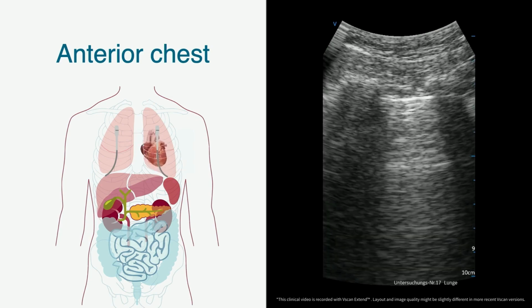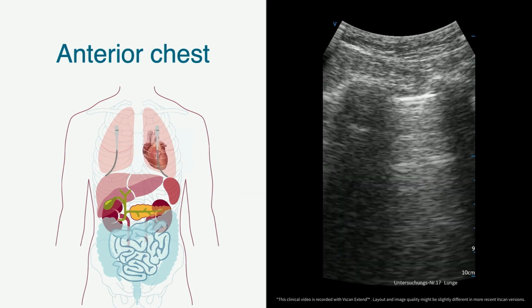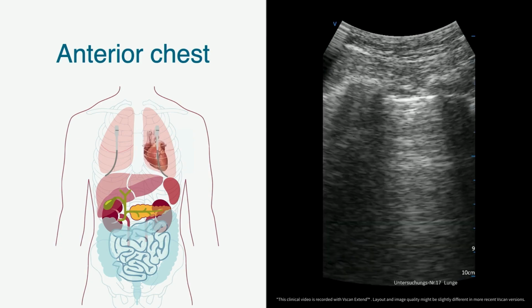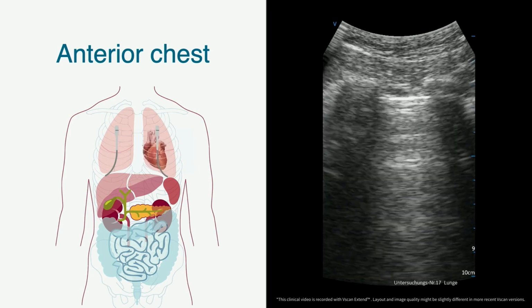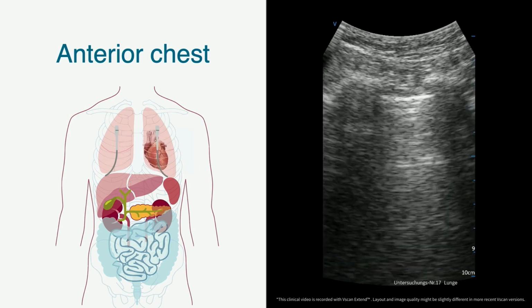And below that, you can see the bright pleural line and the pleura sliding nicely when the patient is breathing. And this so-called pleural sliding is the moving motion of the parietal and the visceral pleura. As soon as you see this pleural sliding, you can exclude a pneumothorax. So that's a rule out for a pneumothorax.